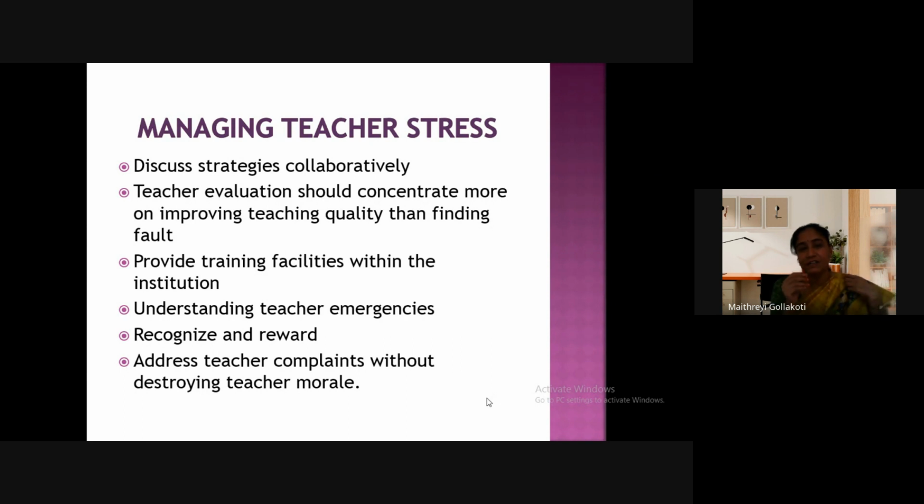And next, address teachers' complaints without destroying teachers' morale. See, sometimes some teachers may get complaints from the parents or the students or something like that. In such conditions, management should be very, very unbiased. They should be very diplomatic and they should address the problem without hurting the teacher. Because if the teacher is hurt, the stress will increase. And that will reflect on the whole class, not just one person. The entire class of students will suffer because of that. So that is why management should handle such problems diplomatically.